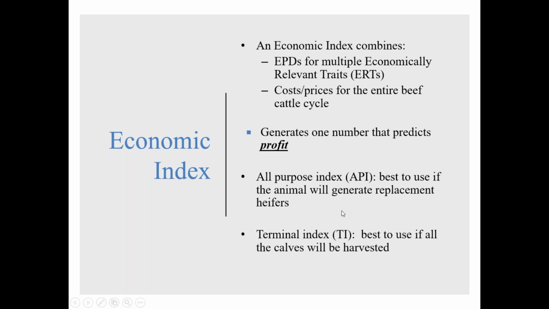So the ASA has two economic indexes. They are the all-purpose index, which is best to use if a portion of your females will be maintained as replacement heifers and go on into the cow herd. And then there's the terminal index that assumes all calves will be harvested. So API, or the all-purpose index, doesn't ignore the terminal calves. It assumes the steer calves and a proportion of the heifers will be harvested. But in the terminal index, the maternal traits, you can largely ignore except for having a live calf because those females are not going into the cow herd production.